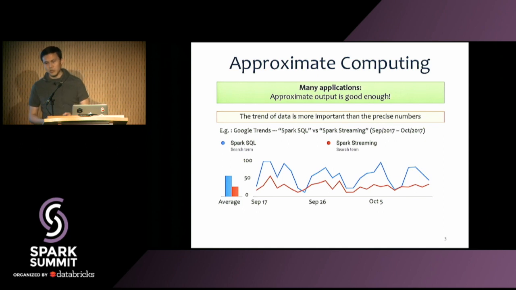For example, in the Google Trends application, as you can see here, at least in the last month, people care more about Spark SQL rather than Spark Streaming. For this application, people don't care about exactly how many queries there are for this topic. What they care about is the trend of topics. For this application, we can apply approximate computing to tolerate some accuracy loss to achieve better latency.